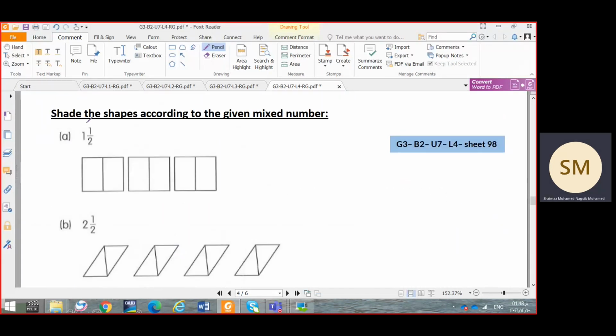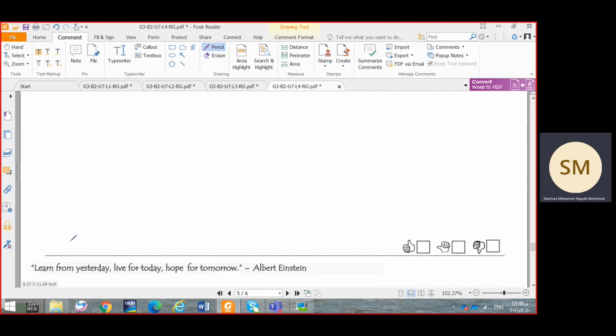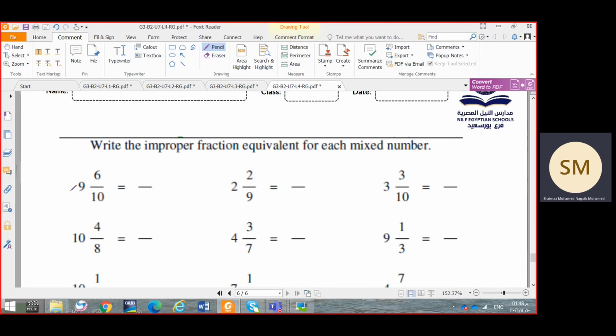Okay, let's move. This is the same idea. Here you will shade one complete circle like this. Okay, what about the fraction? This is only half, so I will take 1 from 2 only. Let's move to another one. This is very important.